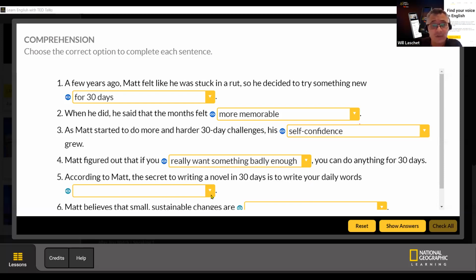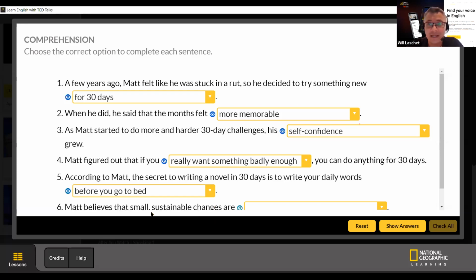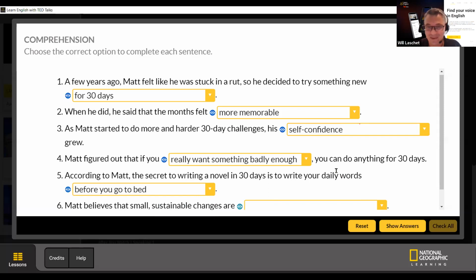Some of you earlier said you'd like to write a novel. Matt did it in 30 days. So what's his tip here? Is it to write your daily words before you go to bed or as soon as you wake up in the morning? Antonia says before bed. That's right. So he says basically, don't allow yourself to go to bed until you've written 1,667 words. And this way, you will definitely achieve your goal of 50,000 words in a month.